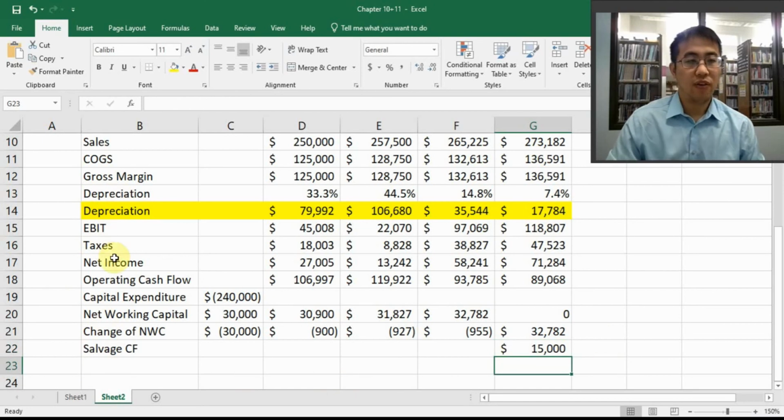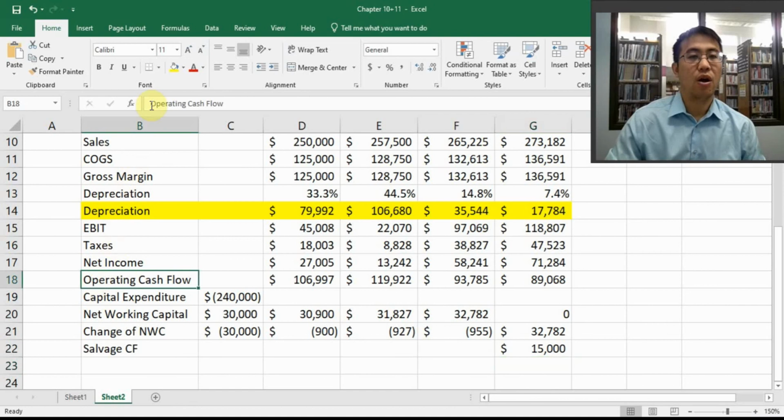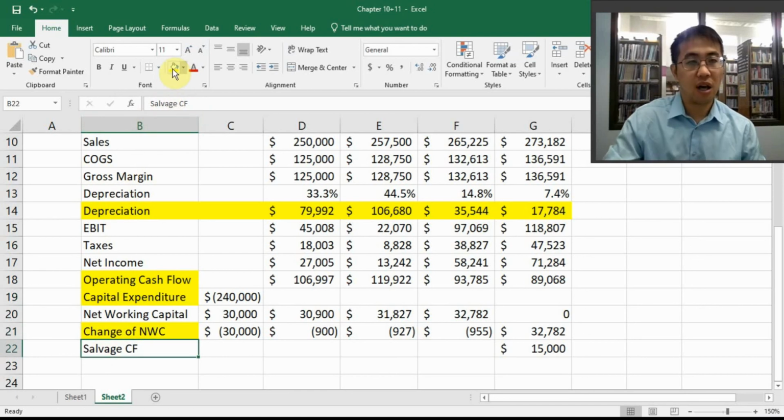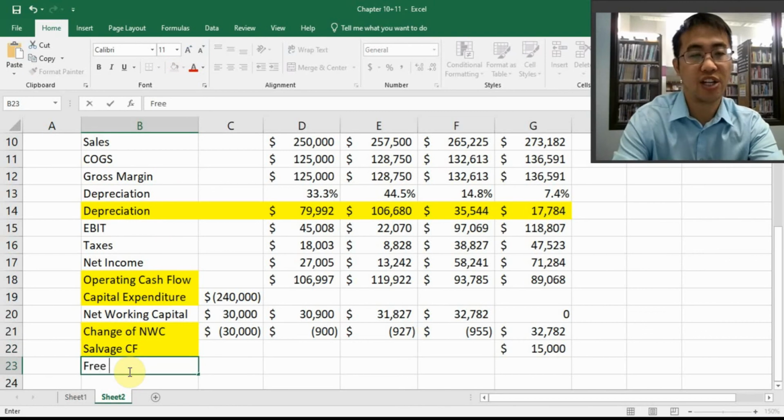So far, I have focused on 4 components. One is operating cash flow, another is capital expenditure, then change in net working capital, and then salvage cash flow. The very last one is the free cash flow I'm looking at.